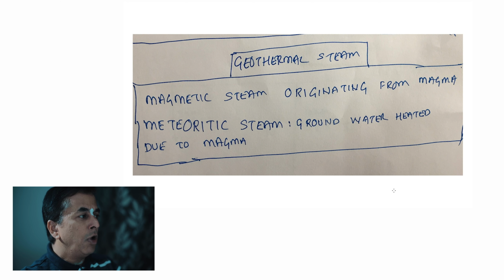And then we have the meteoritic stream, where groundwater is heated due to the magma. As I said, if that source of heat is in contact with, or able to transmit its heat to, a nearby water body, that water body's temperature increases, and it may come out in the form of hot water or steam, depending upon the quantity of heat associated with the geothermal source near its vicinity.